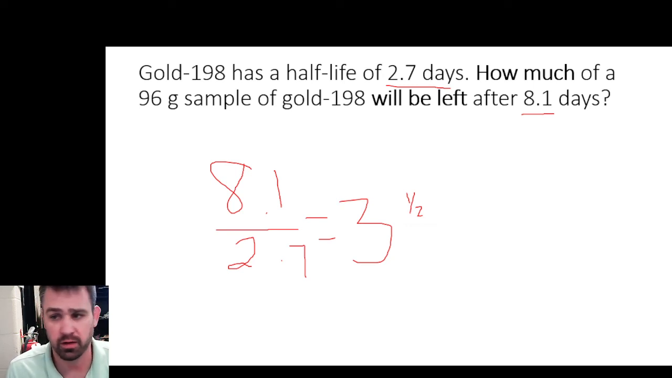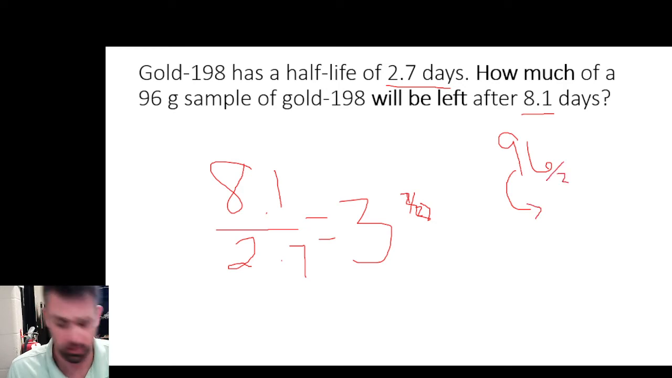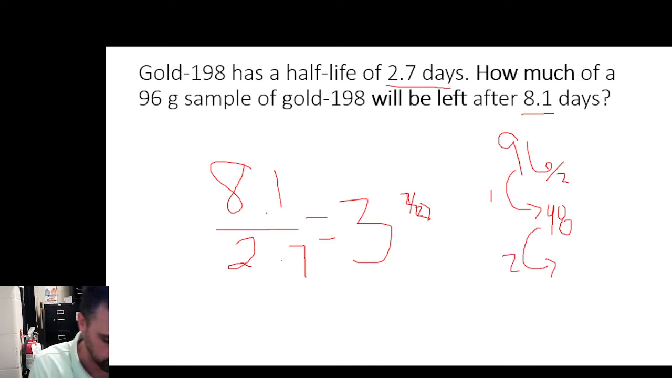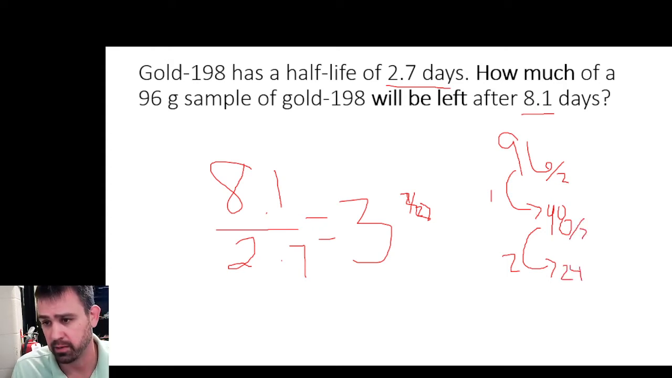So if I start with 96 grams, I need to get through 3 half-lives. This is not 3.5, this is just 3 half-lives. So after 1 half-life, 96 divided by 2 is going to be 48. That's 1 half-life. If I do this again, here's my second half-life. 48 divided by 2 is going to be 24.